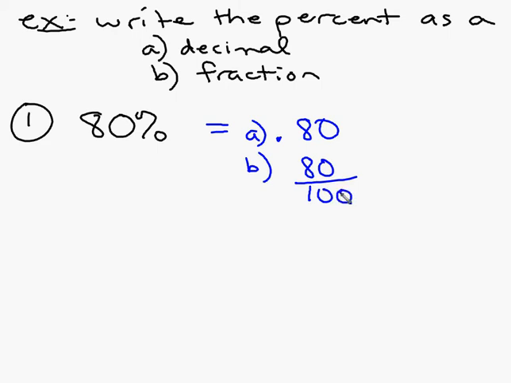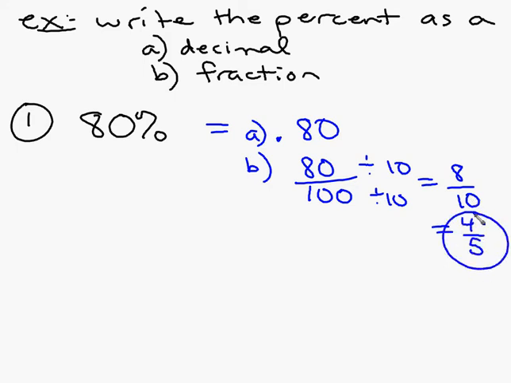But I believe they want you to reduce that fraction. Is 80 over 100 reduced? It's not. Can't I divide them both by 10? If I divide them both by 10, I get 8 over 10, which will reduce again, won't it? Divide them both by 2, and you get 4/5. Now we have correctly written it as a fraction.